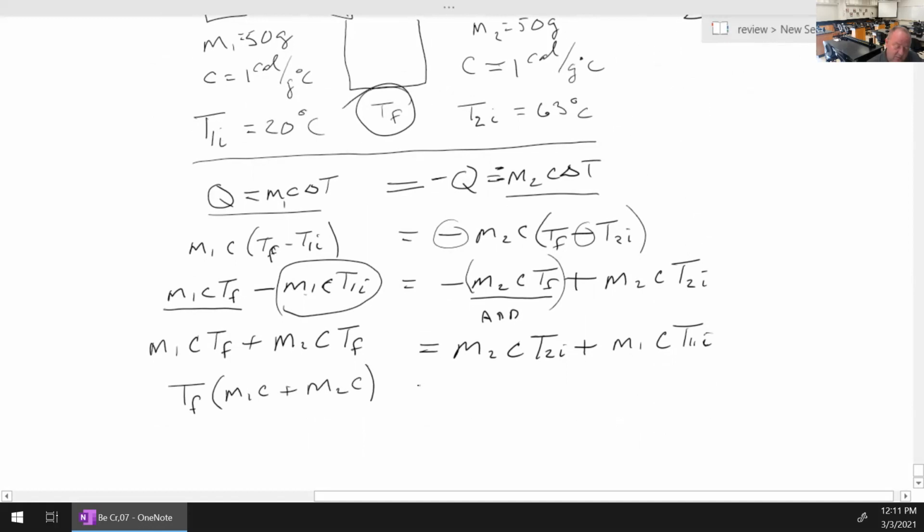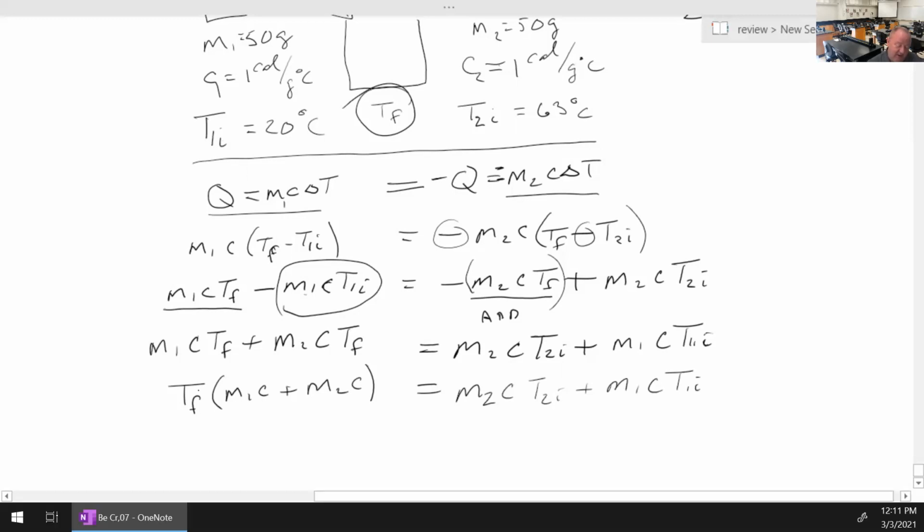And on the right, I'm just going to leave it the way it is because we've got M1s and M2s. And even if you had different liquids, say, for example, water and alcohol, you could also put a subscript on the specific heat capacity and keep track of those as you go through this process. Okay, so on the right, we've still got M2C T2I plus M1C T1I.